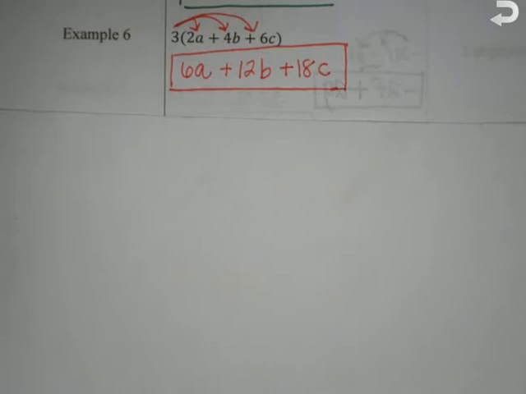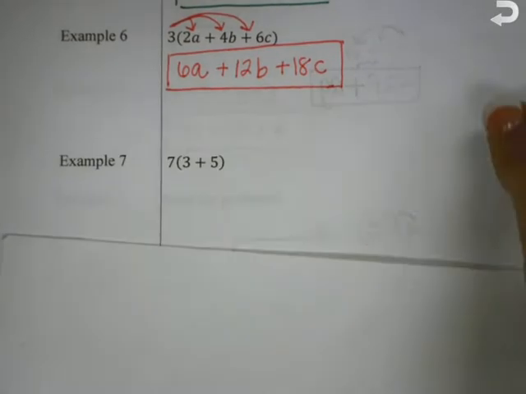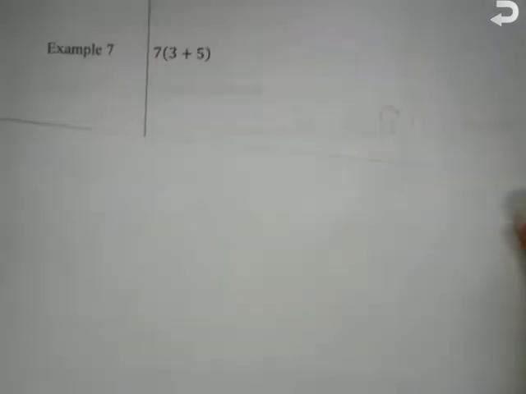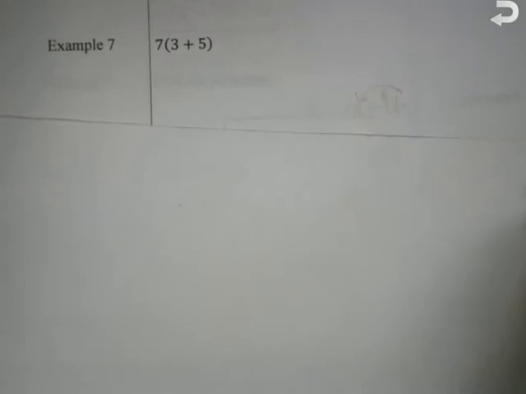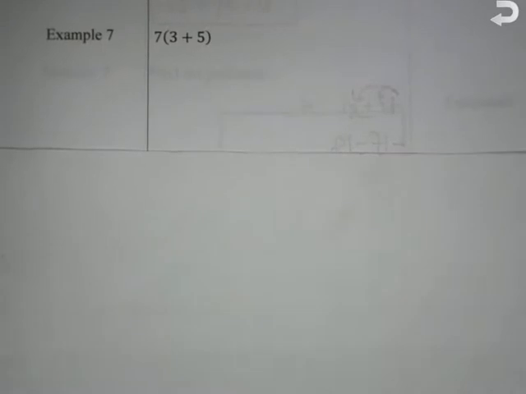Alright, example 7. Now we can actually solve this one in 2 different ways. Looking at this problem, what's the first thing you think of? Add the 3 and the 5. What's that called? Order of operations. So let's do order of operations first.